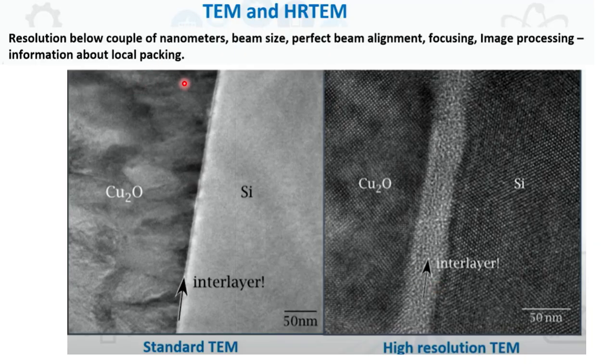This is the TEM and HRTEM. So HRTEM is high resolution TEM. So with a resolution below a couple of nanometer, you can check the fine features. For example, this is 15 nanometer. It is high resolution TEM, and you can clearly see the interface between the two phases, that is CoO and silicon. But here that is standard TEM, so the phase boundary is not that clear. So this is the internal layer. It is the silicon surface. This is CoO. This is the interface.